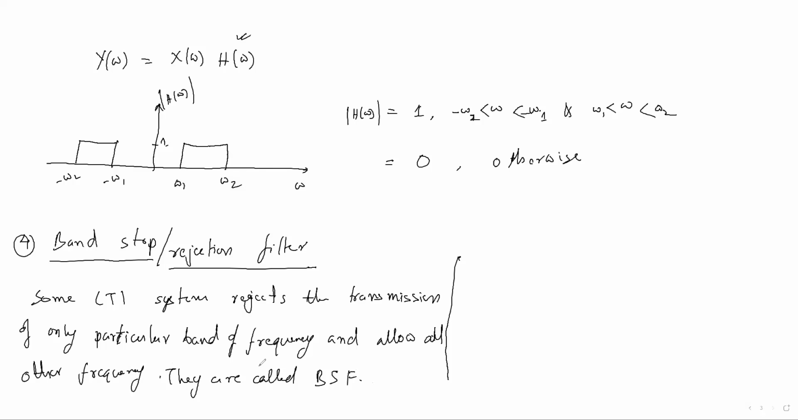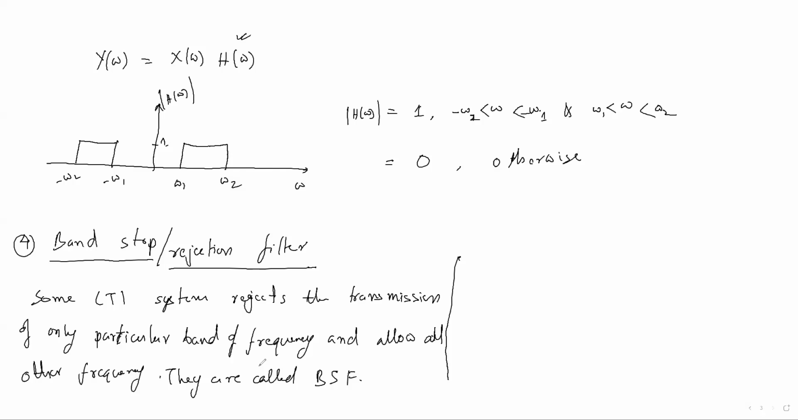I have given the definition in a similar kind, so that you can remember the things and there is no need to memorize. If you know the characteristics, the idea and the concept, you can write it on your own also. So for a band stop filter, you can write: a filter which stops some particular band of frequency. Those filters are called band stop filters.